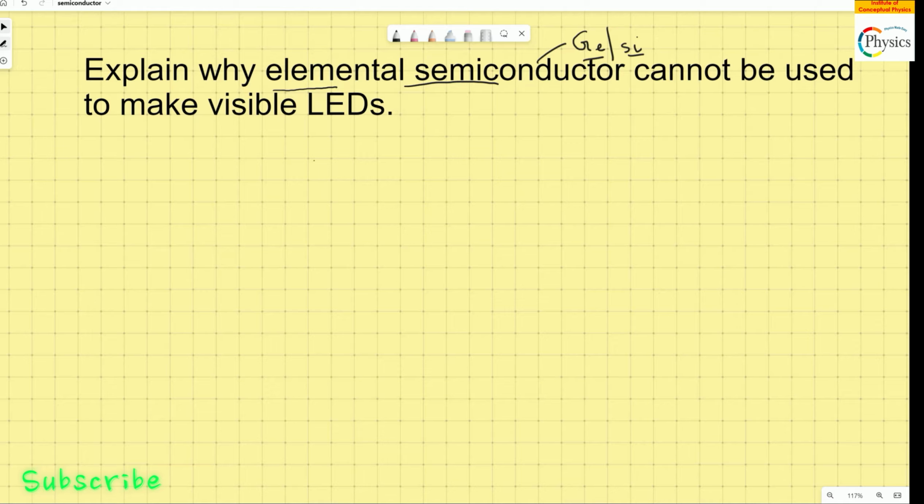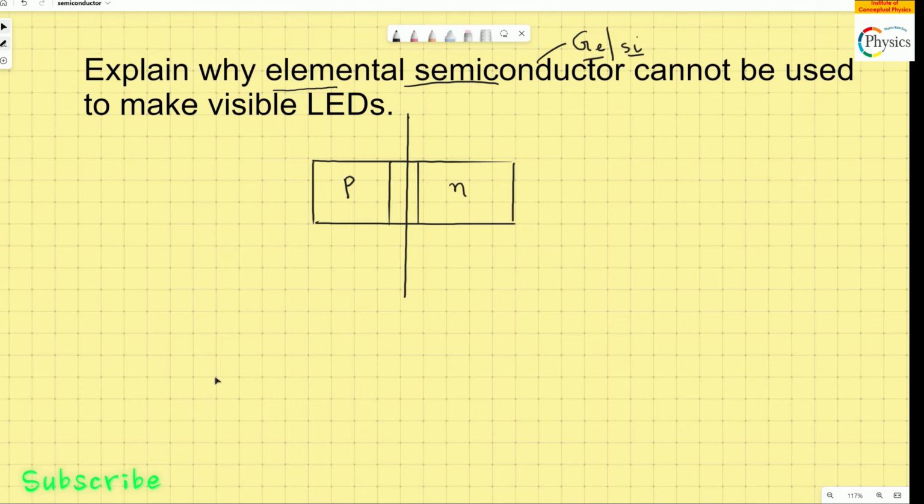Now let me just give you a high level picture of how the LED works, and then we'll get into the details of this explanation. I'm drawing a PN junction diode, which is what an LED is. So LED is a PN junction diode, and you have a junction as usual, which is where the P and N are connected.